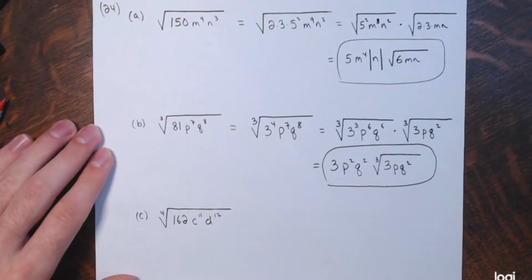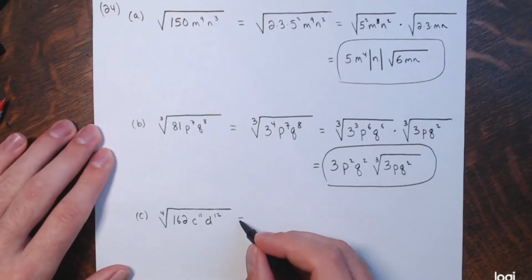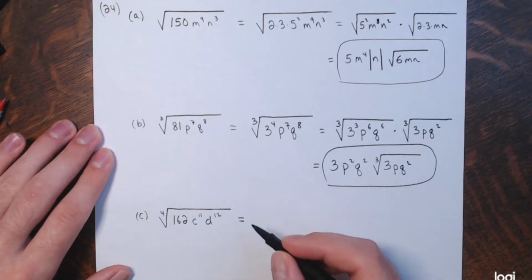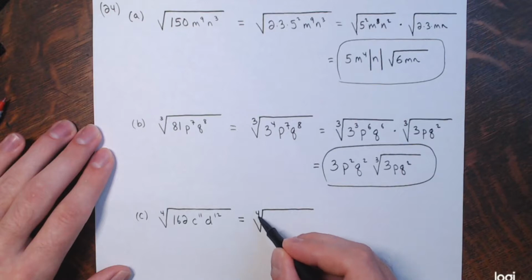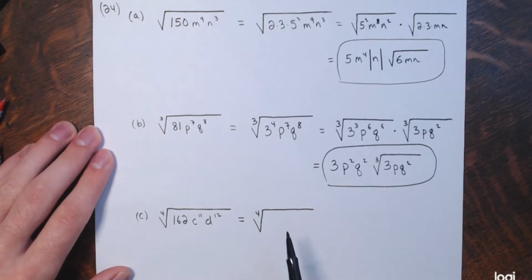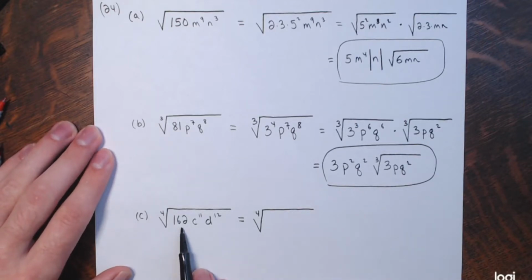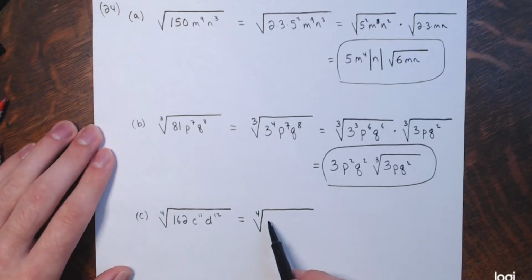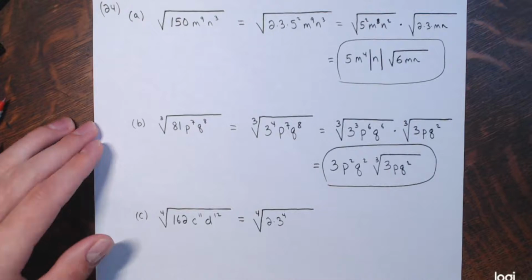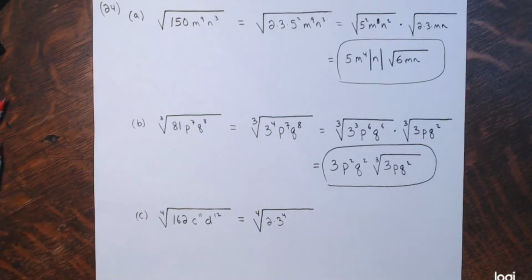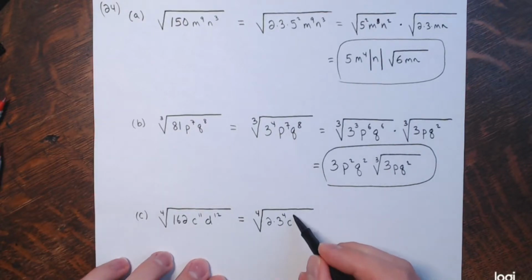Alright, then the last example like these, and a fourth root, so I'm looking for fourth powers, right? So first thing I do is break it up again, right? Break up the radicand. Now 162, that's 2 times 81. So 2 times 3 to the 4th. Right? We saw 81 is 3 to the 4th a bunch so far this video. Times c to the 11th times d to the 12th.